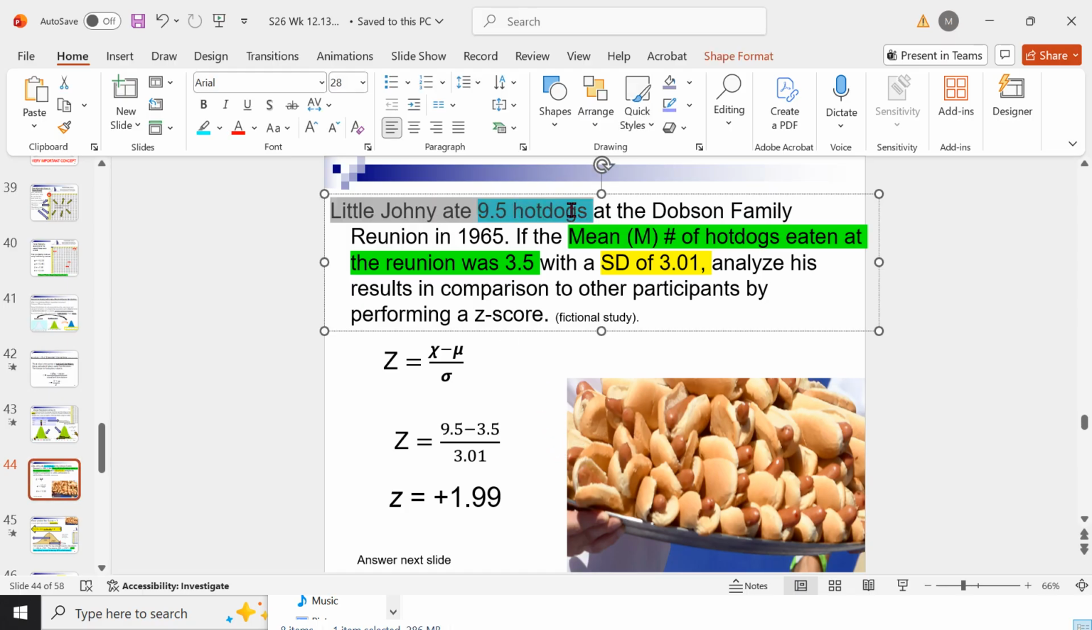This kid ate 9.5 hot dogs, while the majority of people only ate 3.5. There's your mean, standard deviation of 3.01. So plug in your numbers there, find your Z-score, because I want to find the probability to compare it against everybody else. Z is equal to x minus mean divided by standard deviation. Z is equal to 9.5 minus 3.5 divided by 3.01. Gives us a Z-score of plus 1.99.